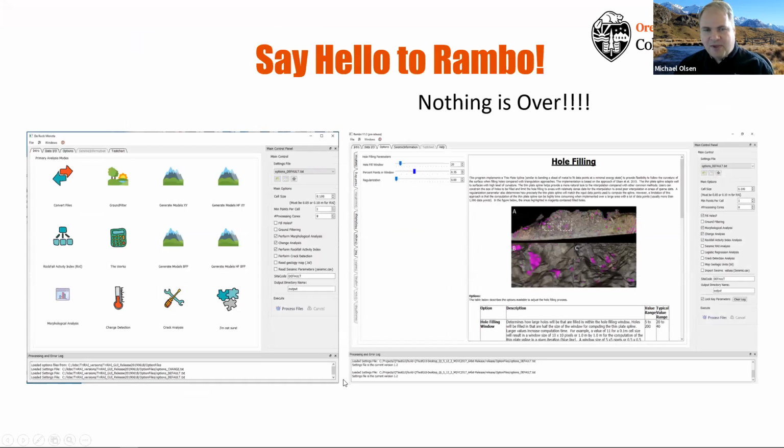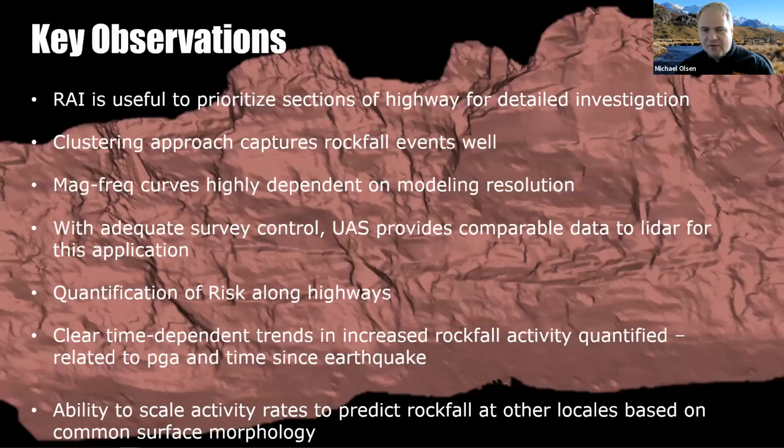As part of this, we packaged up a software product called Rambo. It's basically the rockfall morphological big data optimizer, kind of a mouthful there, but it has a lot of these different tools that we're in the process of doing some beta testing with, and hopefully ultimately expanding and getting it out there as a product that people can use.